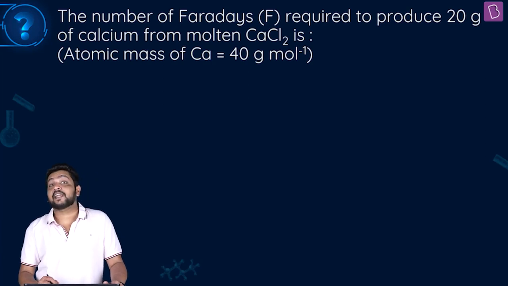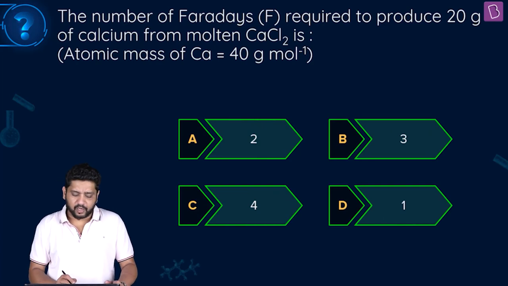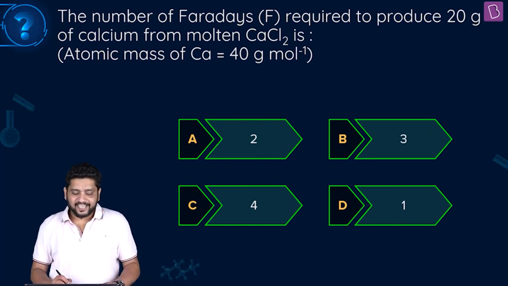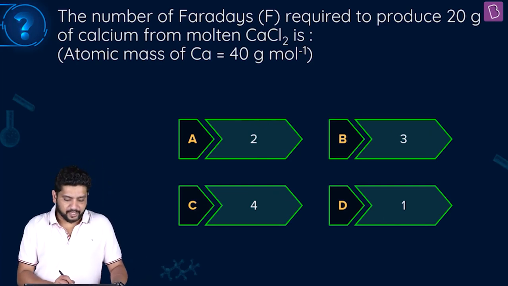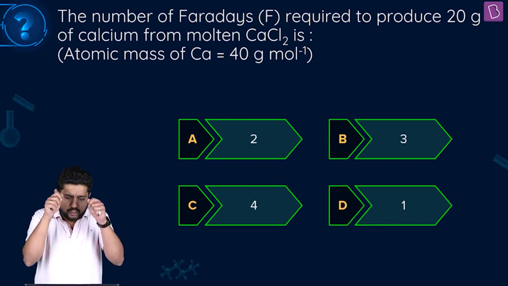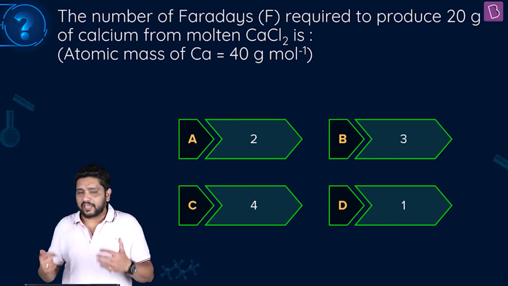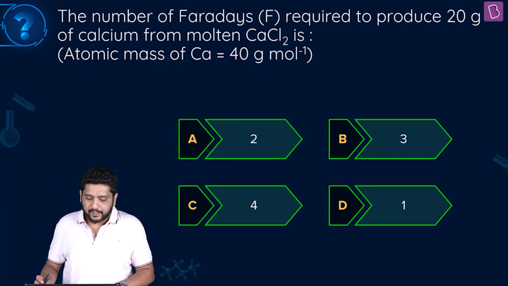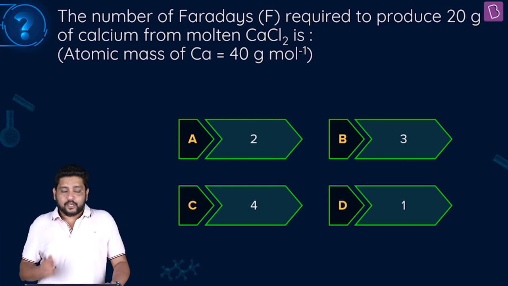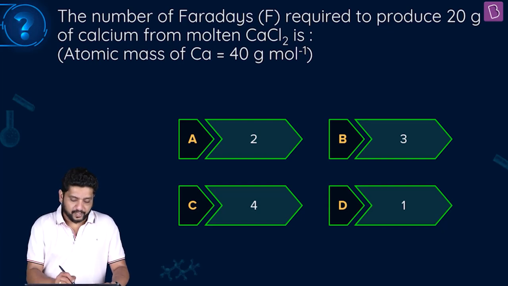This is speaking about calculating the number of Faradays, right? So let's look at the options 2, 1, 3, 4, right? Simple calculation, simple answer is what we are going to get. So you have molten CaCl2, from which you are taking out calcium using electrolysis, right? So what is said is that 20 gram of calcium is what I managed to obtain. So how many Faradays were required?